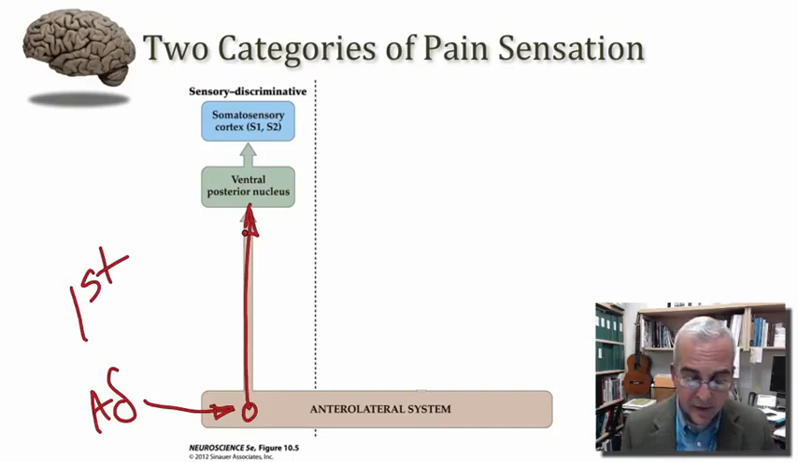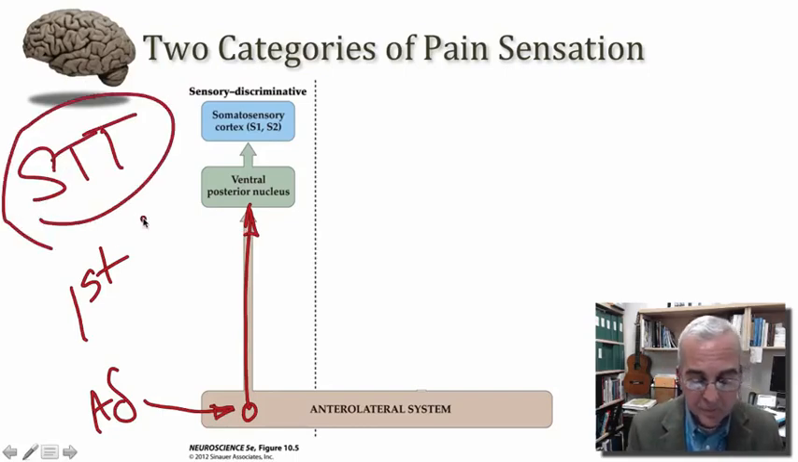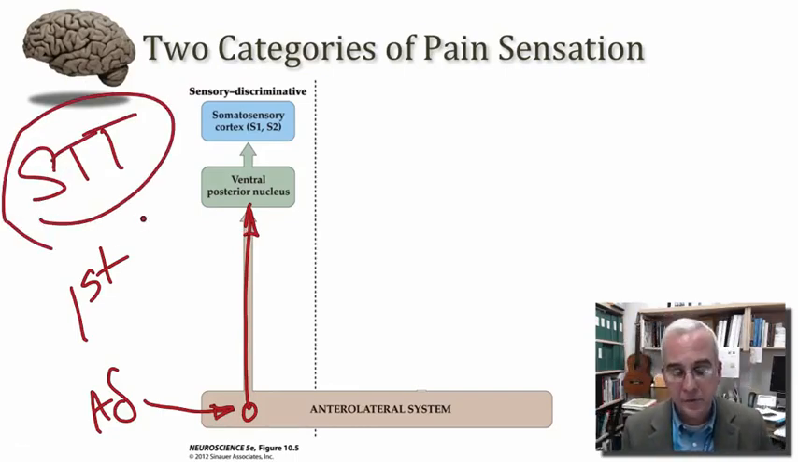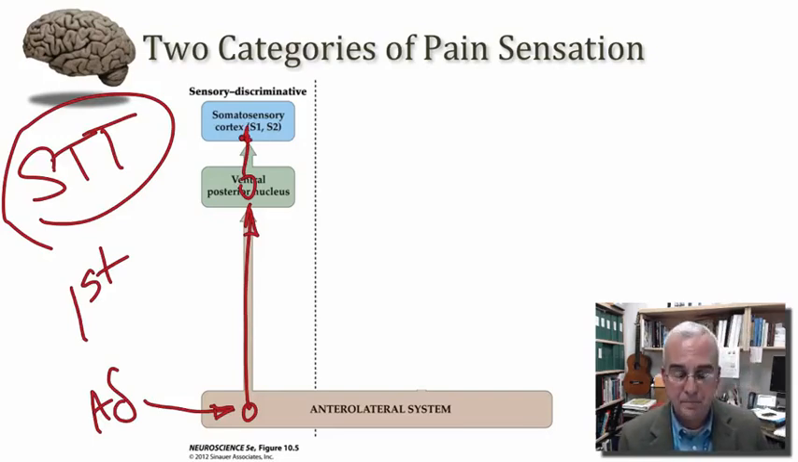This side of our anterolateral system is called the spinothalamic tract because it's a direct shot between the dorsal horn of the spinal cord and the principal thalamic nuclei that then relays signals up into our somatic sensory cortex. Now, as you might imagine, things are a little bit more complex on the other side of this figure.